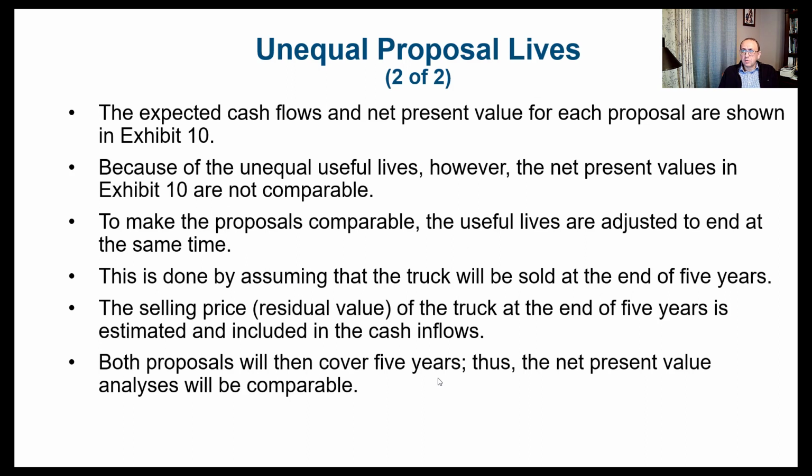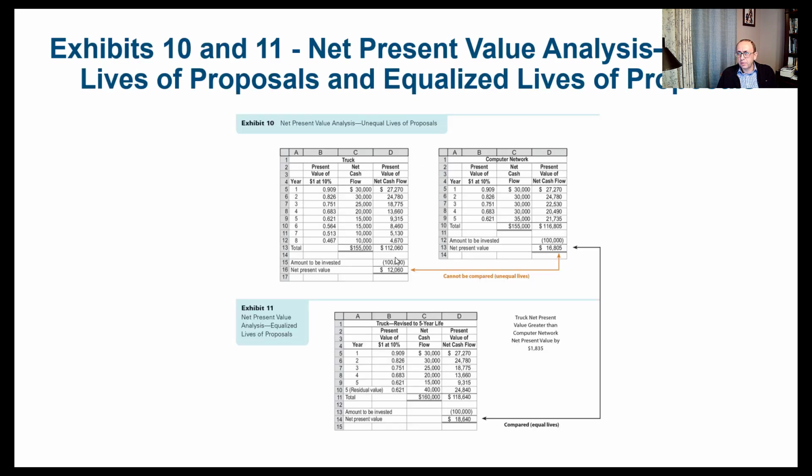The expected cash flows and net present value for each proposal are shown in the next slide. Because of the unequal useful lives, however, the net present values in Exhibit 10 are not comparable. Let's see that. Here we have the net present value for the truck based on 8 years, and it's 12,060. For the computer network it's actually higher, 16,805. But the problem is we cannot compare them, because it's like comparing oranges to apples. They have unequal lives. One is only 5 years and the other is 8 years.